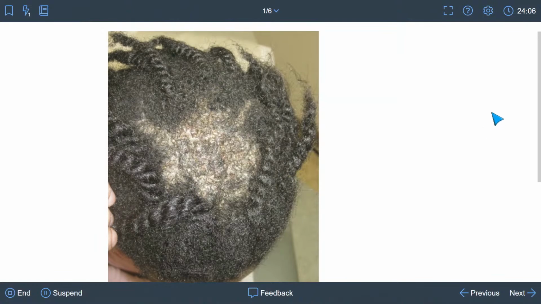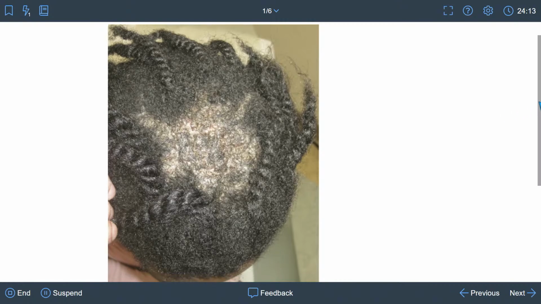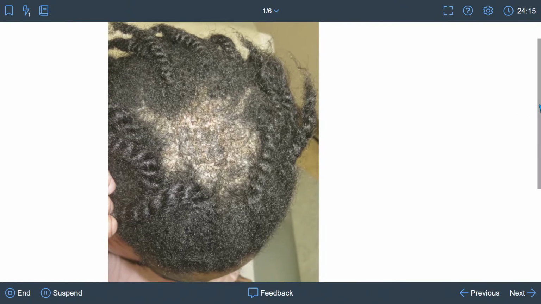So here's our first question, and this is our first high-yield image for derm. I'm going to let you look at that for a second before we get down into the actual stem of the question.